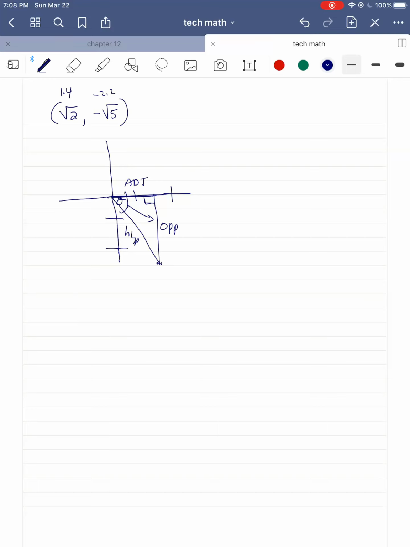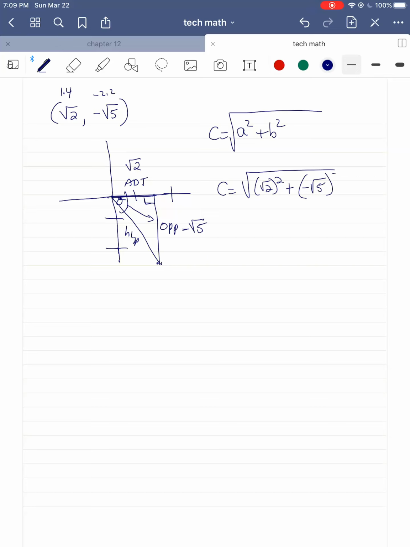The hypotenuse is always across from the right angle. So here, this is the square root of 2. This is the minus the square root of 5. So what I need to do is figure out the hypotenuse on this. And even though I'm not crazy about the numbers, it's still done the same way. So this is going to be square root of 2 squared plus the negative square root of 5 squared. So the square root of 2 squared is 2. And when you square square root of 5 and the negative, you get a 5. So this is going to be the square root of 7. So the hypotenuse is the square root of 7.